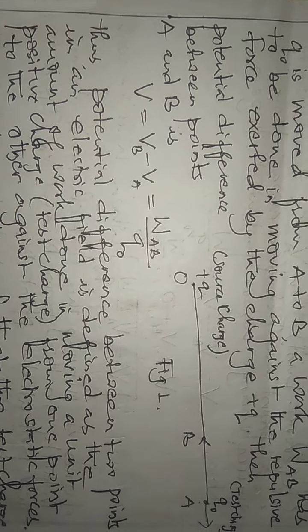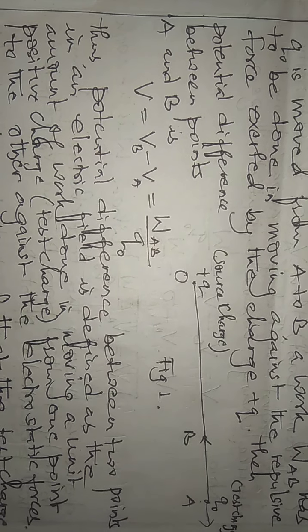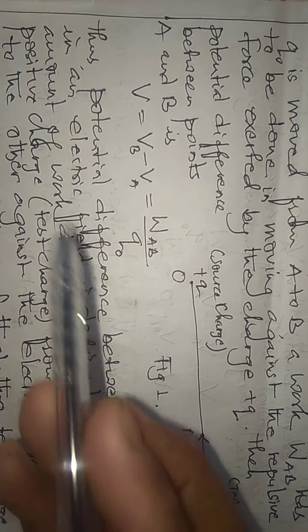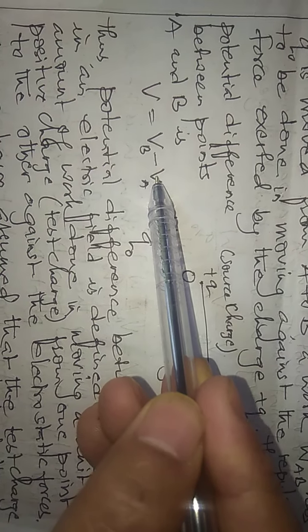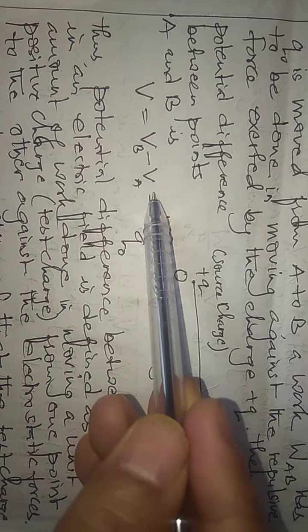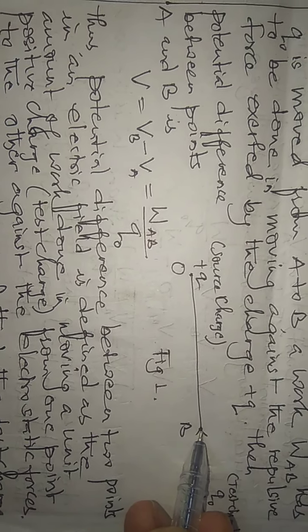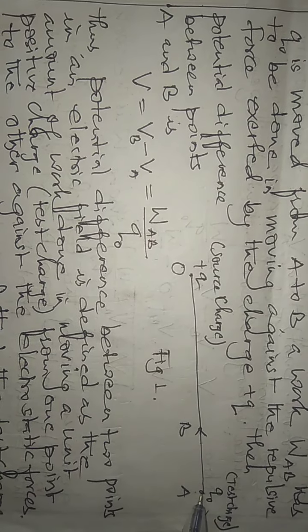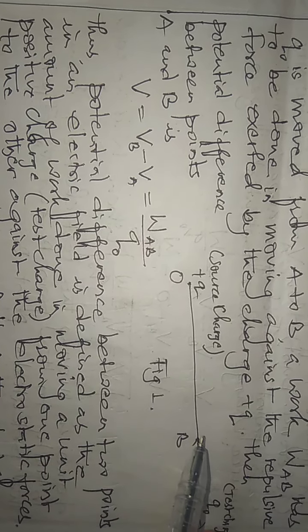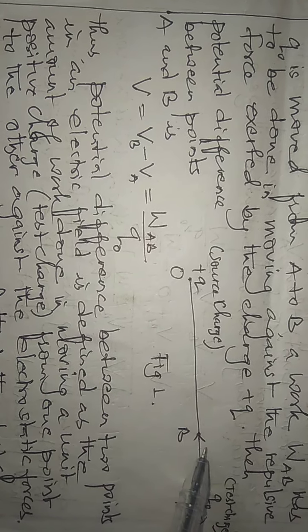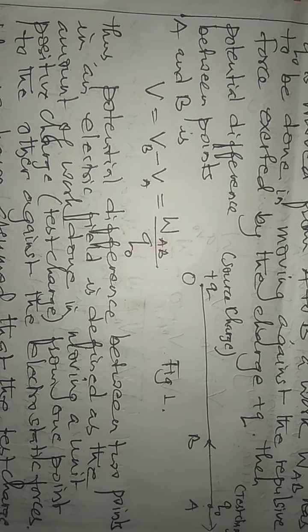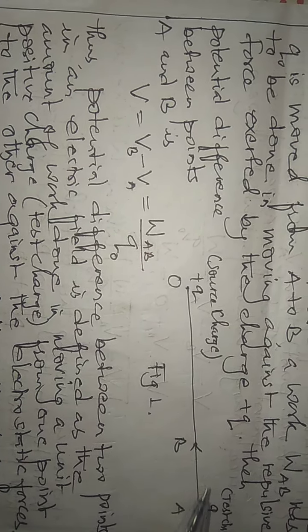Repulsive force. So in this case, we define the potential difference between two points as V_B minus V_A. If this is V_B minus V_A, then the potential at B is called the higher potential, and the potential at A is called the lower potential. Why is the potential at B called higher potential? Because to move the test charge from A to B, you have to do more work against the repulsive force. And the more work you do against the repulsive force, the higher the potential. That's why B is called higher potential and A is called lower potential.